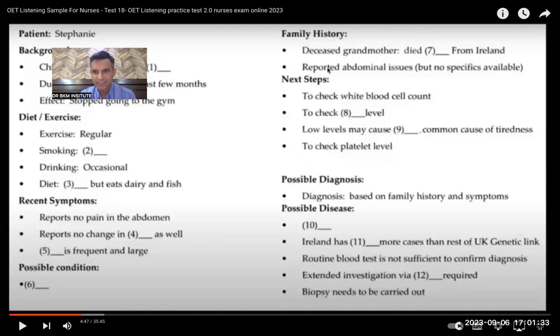Now the "died" blank is tricky because none of the words is fitting. Died 3 years ago from Ireland. This blank is not nicely given. There should have been a full stop. So: deceased grandmother died 3 years ago from Ireland. So that should be the answer. Let's see. This is where I can learn.